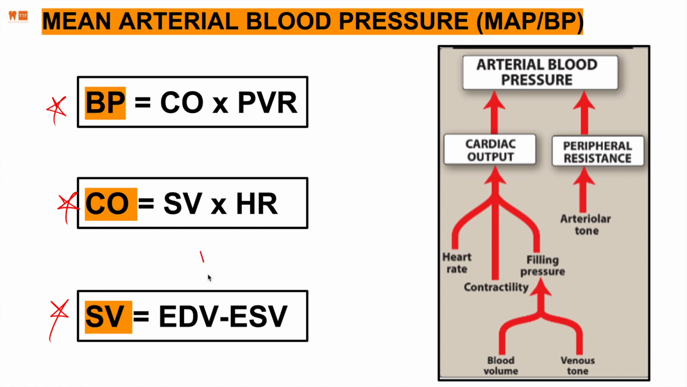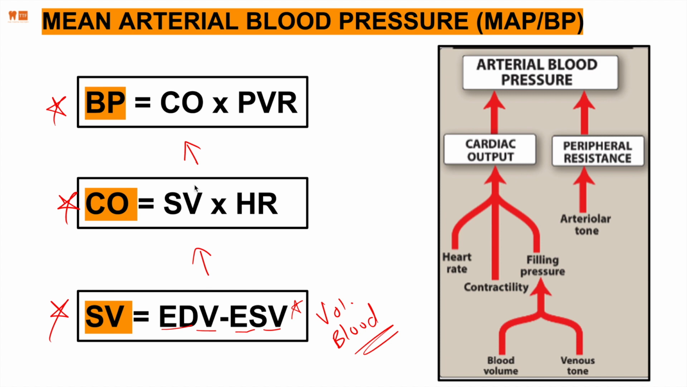We'll go from the bottom towards the upper one. Stroke volume is end diastolic volume minus end systolic volume. Okay, EDV minus ESV. Now, we don't need to dig much deeper into this, but we just need to know that it has to do with how much volume of blood has been pumped out of the heart.